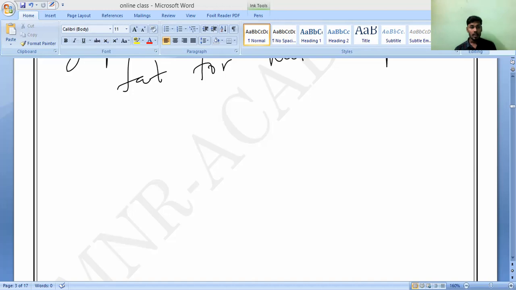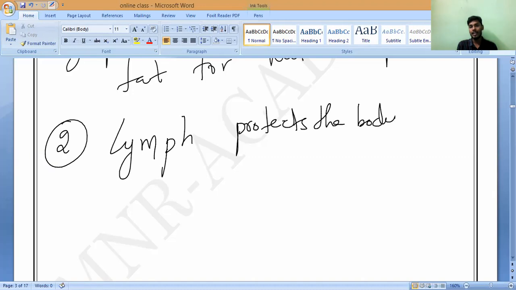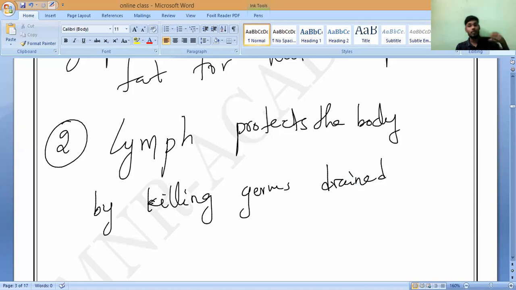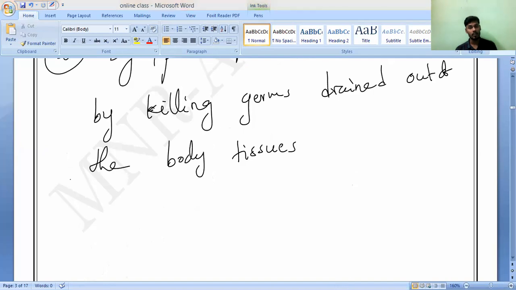Do you understand, Ra? Write it. Lymph protects the body. How? By killing germs, drained out of the body tissues. Drained means what? Which has been separated, which has been absorbed, drained out of the body tissues with the help of what? With the help of some special cells. What are they called? With the help of lymphocytes.